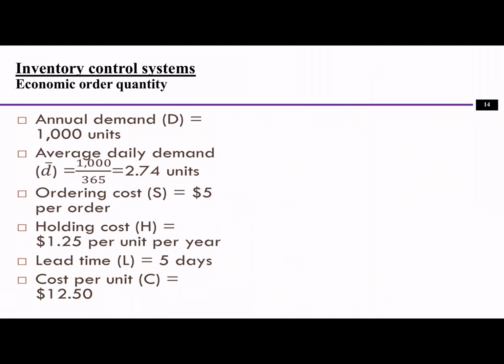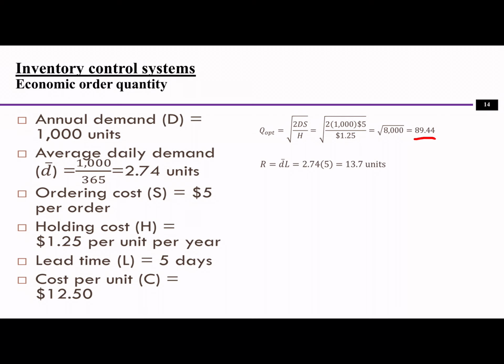All right, now let's look at one example. The annual demand is 1,000 units, and the average daily demand is 2.74 units per day. The ordering cost is 5 per order, that is the setup cost. The holding cost is 1.25 per unit per year. The lead time is 5 days, and the cost per unit is 12.5. Since we know all those variable values, we just need to find the economic order quantity. Using that equation, Q equals 89.44, so basically 90 units.